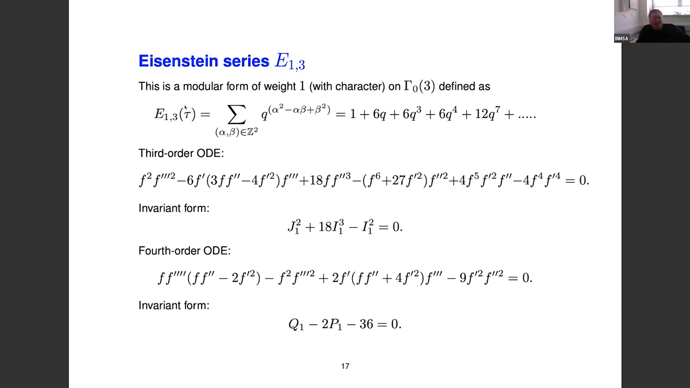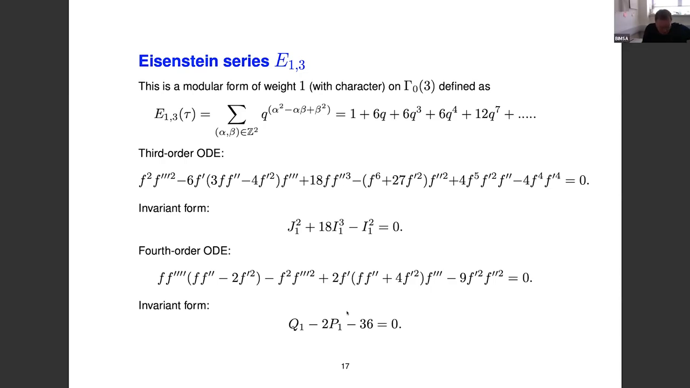This Eisenstein series satisfies a third order ODE, which is shown here, SL2R invariant. In invariant form, it has this expression. And it satisfies a fourth order ODE, this one. In invariant form, it has this simple form.